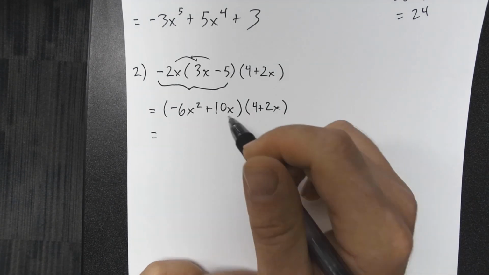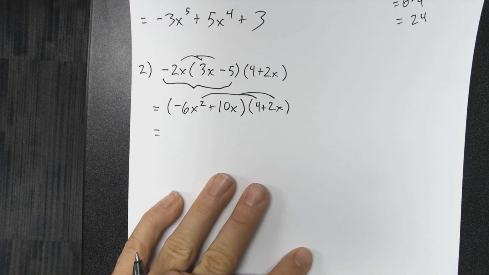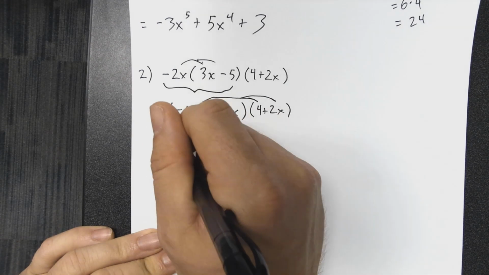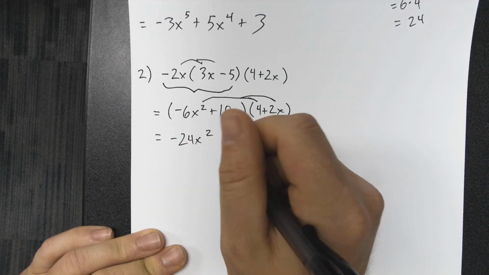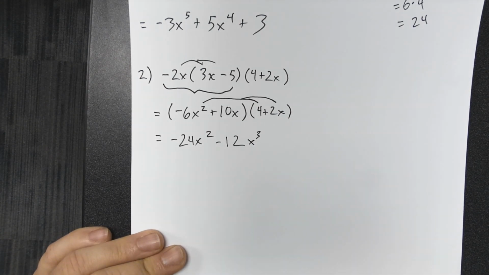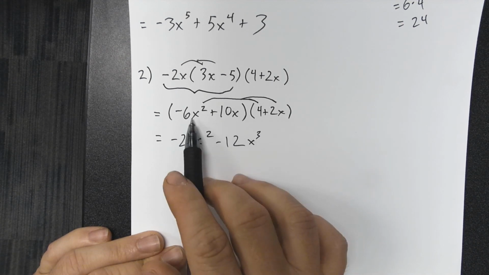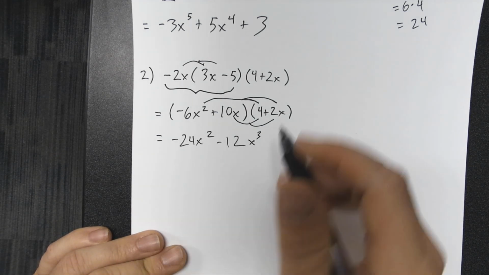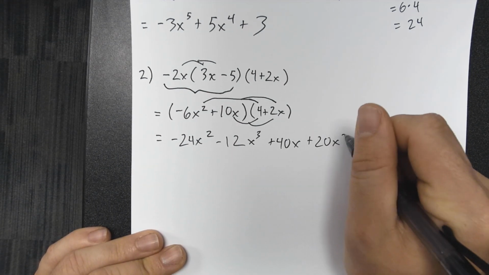And now let's multiply these 2 binomials. This is basically just FOIL. So I'm going to multiply everything by the first term, negative 6x squared. Negative 6x squared times 4, negative 6 times 4 is negative 24x squared. Negative 6 times positive 2 is negative 12, and then x squared times x gives me x cubed. Notice I've multiplied everything by negative 6x squared. I have finished distributing that, so I go to the next term, which is 10x, and distribute that. 10 times 4 is 40. 10 times 2 is 20, and then x times x is x squared.